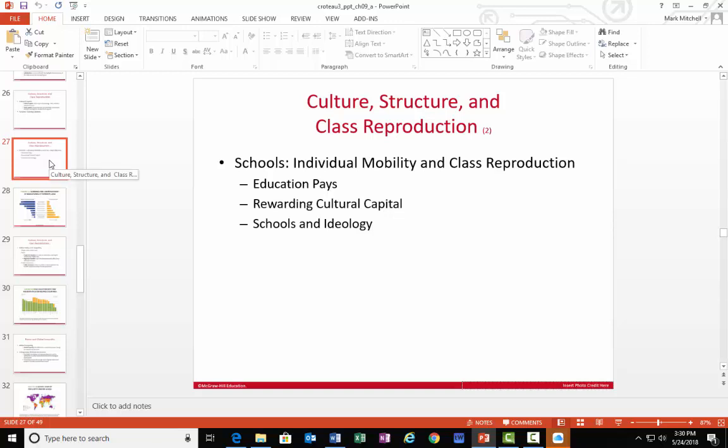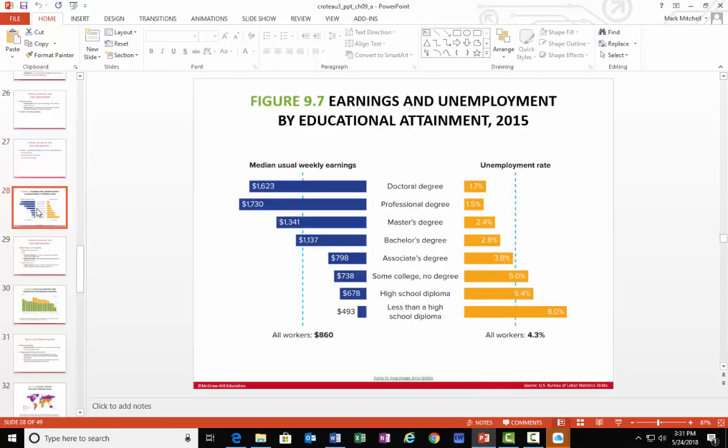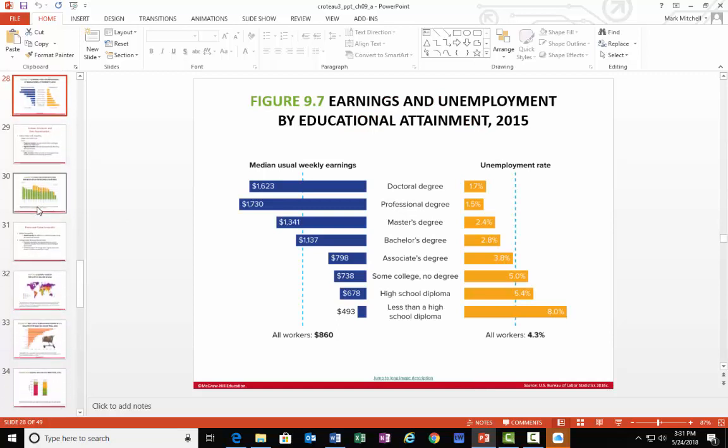Our next slide talks about culture, structure, and class reproduction. But in terms of schools and their contribution, we see, for example, a few things there. Education pays, and that's simply something we're all aware of, but the longer you're in school is typically connected with higher pay. We are familiar with that. We just talked a little bit about cultural capital, and then schools and ideology. All right, so this slide emphasizes the idea that educational attainment is something that we should strive for because it pays off financially, as you can see from this chart.